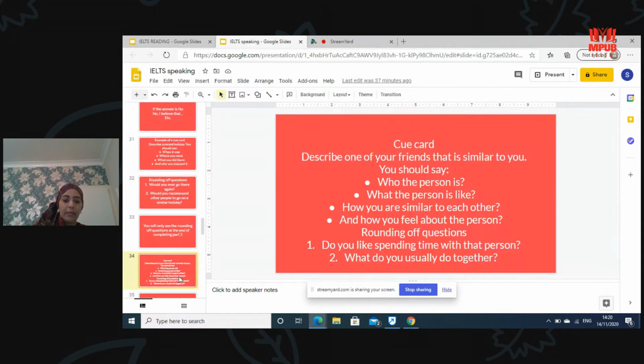So this is another example of one of the recent cue cards. That'll be the cue card. And don't forget, the rounding off questions you won't be able to see until you've completed the actual task. Once you've completed that cue card, that's when they'll give you the rounding off questions.